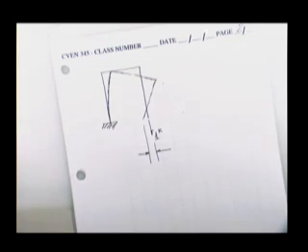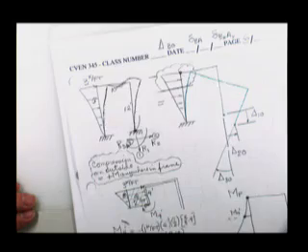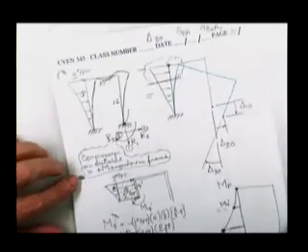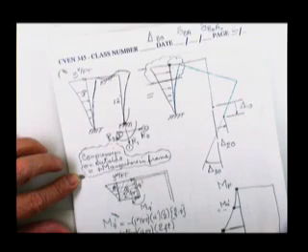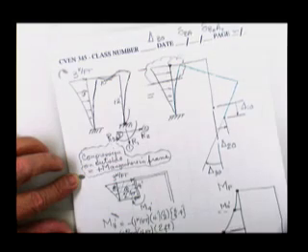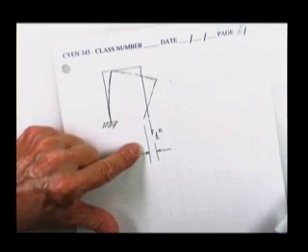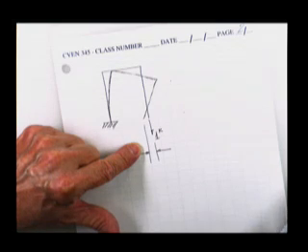Let me go back to the original picture. Here's the original picture. What is this deflection right here? What is his name? Delta 2-0. Well, no, it won't be 0, see, because this is not a real load. This is a unit load. It's a good first guess.